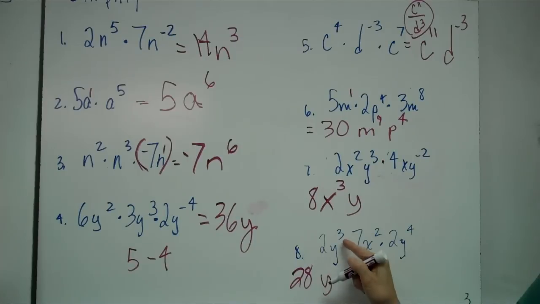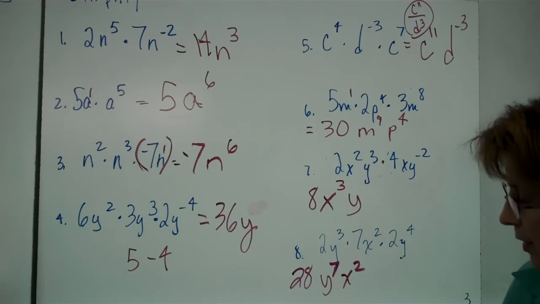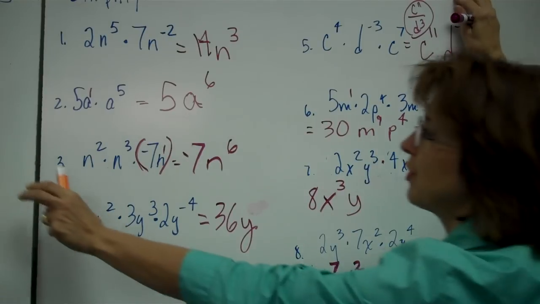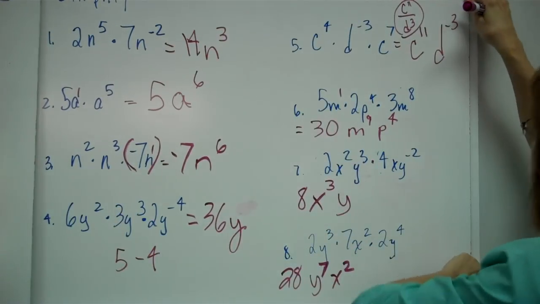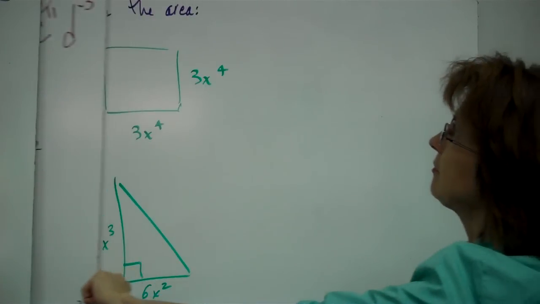I've got y to the 3rd to the 4th, so 3 plus 4 is 7, and then I have x squared. So that's the simplest way to write that. Okay, so it gets kind of simple once you know and can work with all the things. All right, next one.